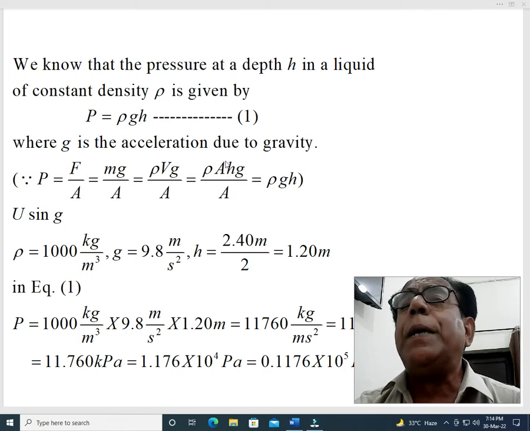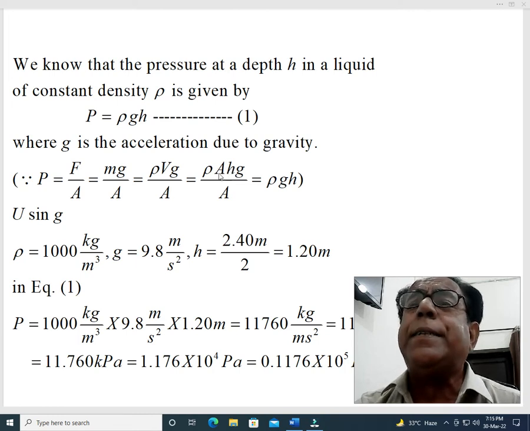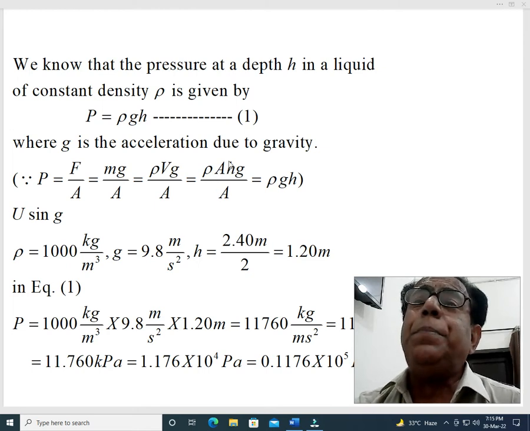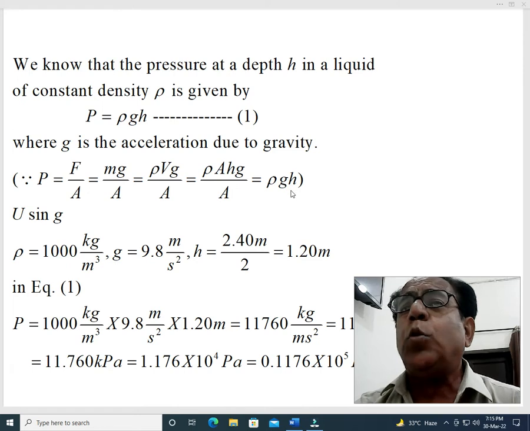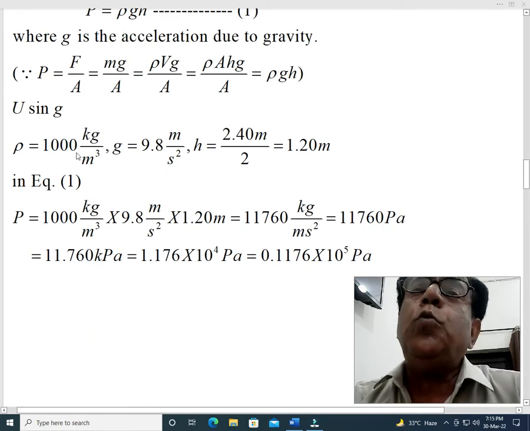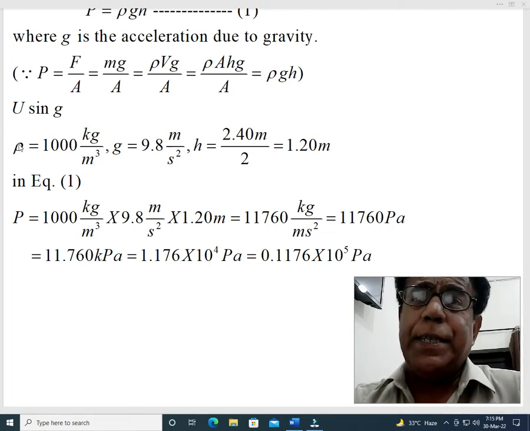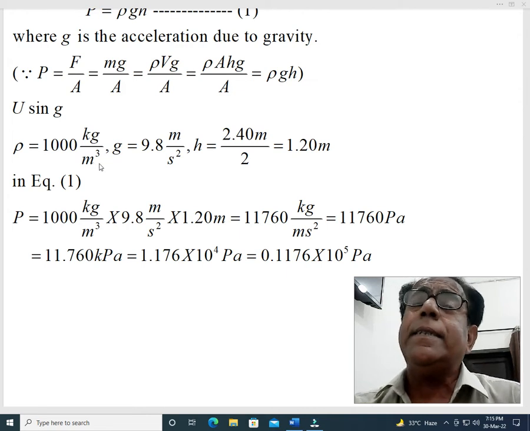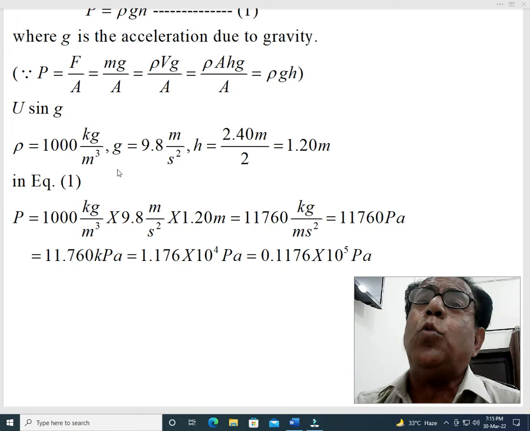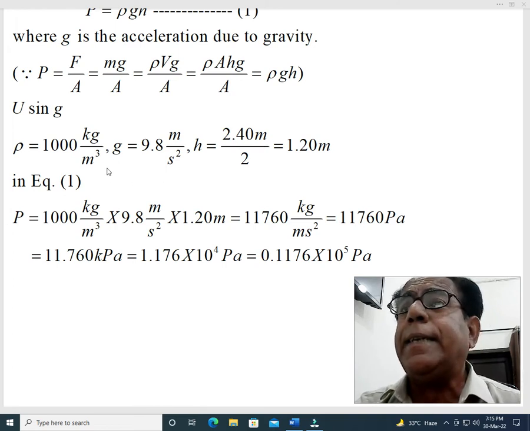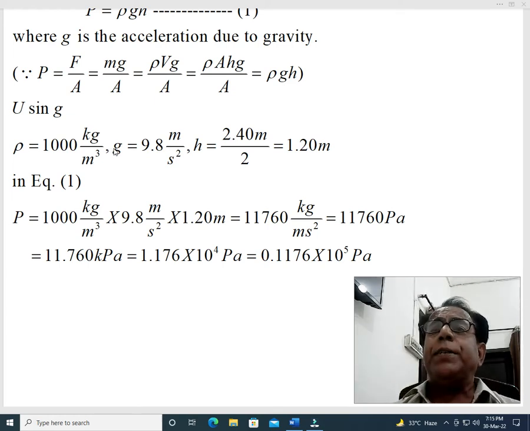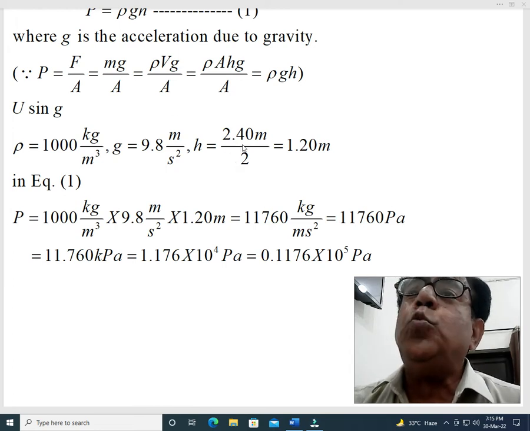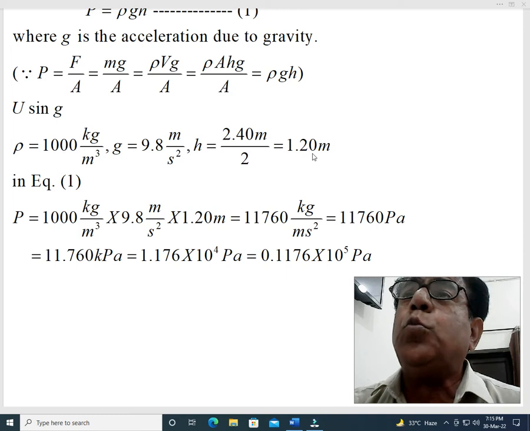Area is a two-dimensional quantity and height is one-dimensional, and after multiplication these two become three-dimensional and represent volume. From here A will be cancelled out with A, that is area, and hence pressure will become equal to rho g h. Using rho equal to 1000 kilogram per meter cube, which is a constant given in the table of densities. In the next step of this problem we will also show that table. Similarly g equal to 9.8 meter per second square is also a constant, the acceleration due to gravity. Moreover h is 2.40 meter divided by 2 equal to 1.20 meter.